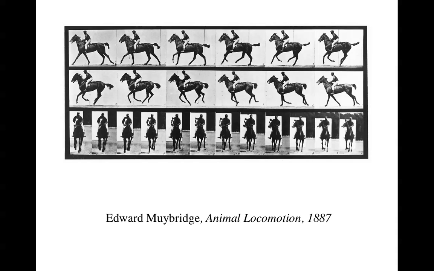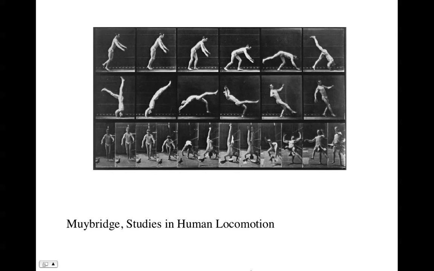This series of images that he took of a racehorse were some of the first that showed us that, in fact, there are moments when a racehorse has all 4 feet off the ground at once. And this settled a substantial bet in his day. Also, studies of the human movement.